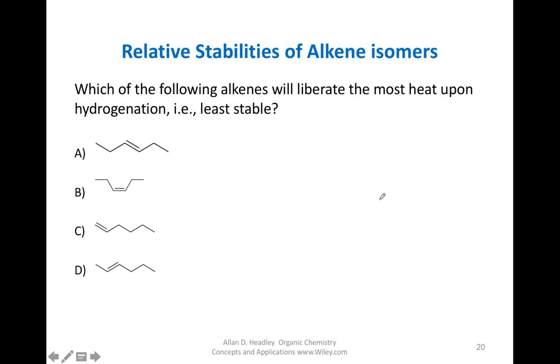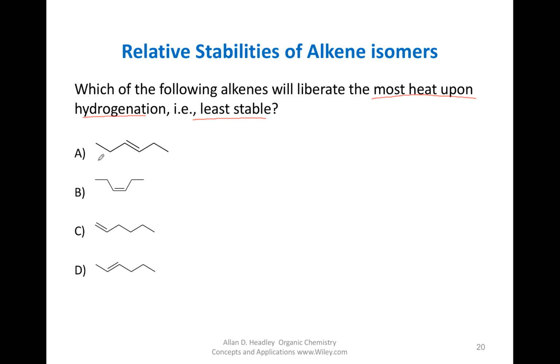Let us see if we can apply what we have learned in the form of a question. Which of the following alkenes will liberate the most heat upon hydrogenation? In other words, which of the following alkenes is the least stable? This is a question that involves quite a few concepts that we just discussed. So now you'd have to look at each and determine if it's a cis or a trans. Look at each and determine if the double bond is internal or terminal. And based on that, you make a conclusion.